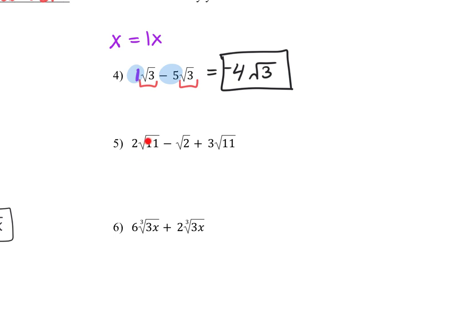Number 5, 2 square root of 11 minus square root of 2 plus 3 square root of 11.